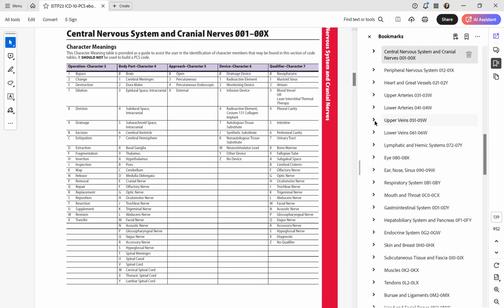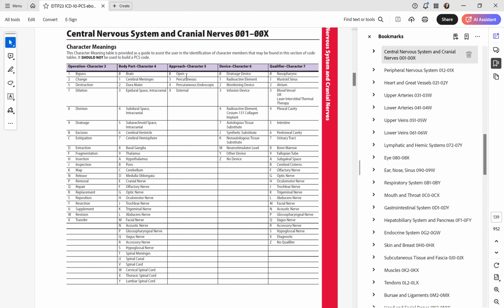Then we have the approach. And again, this is something that's outlined in appendixes, but if you think about it, it makes sense. You could do things either through an open procedure where you're opening up the skin and whatever else to get at the surgical site in the central nervous system. This could be percutaneous, percutaneous endoscopic, or external, where we're doing an actual operation and cutting onto the skin, if you will.